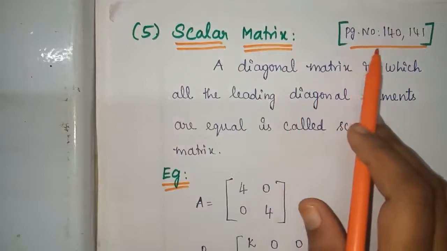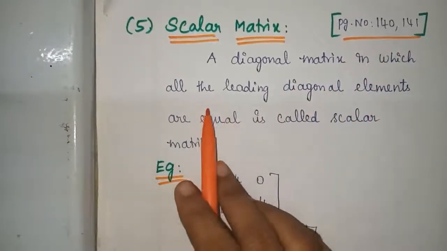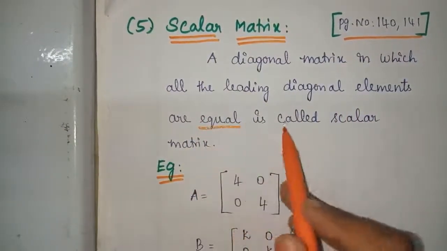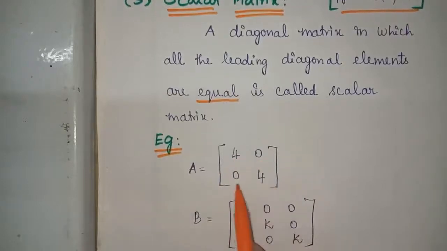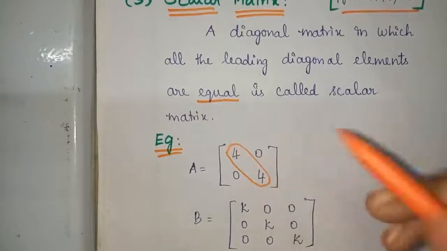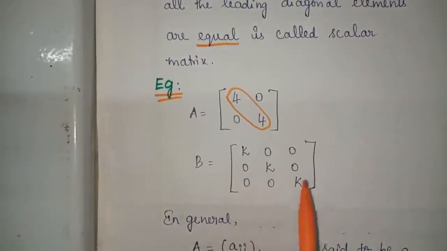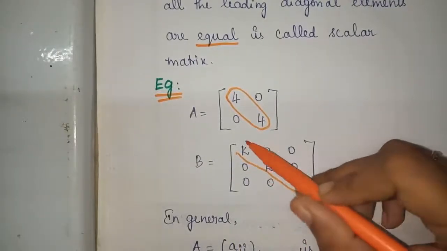Scalar matrix, page number 140, 141. A diagonal matrix in which all the leading diagonal elements are equal is called a scalar matrix. Example, A = 4, 0, 0, 4. Now we can see the diagonal elements are equal. B = k, 0, 0, 0, k, 0, 0, 0, k. So all the leading diagonal elements are the same.